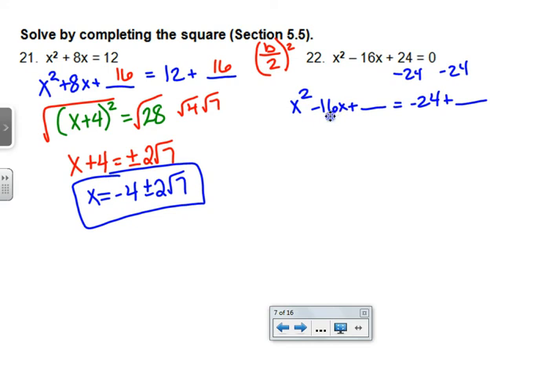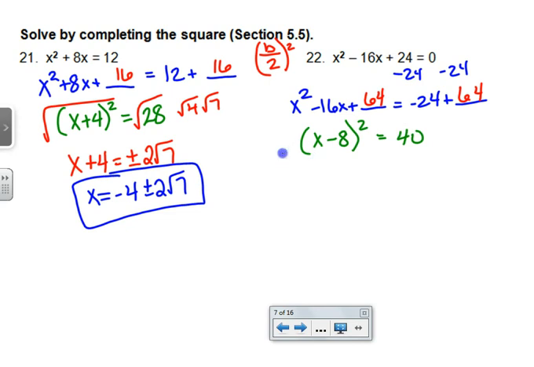So half of negative 16 is negative 8, but then when I square it, I get a positive 64. And then when I write it in its factored form, half of negative 16 is negative 8, quantity squared. And when I add those together, I get 40.